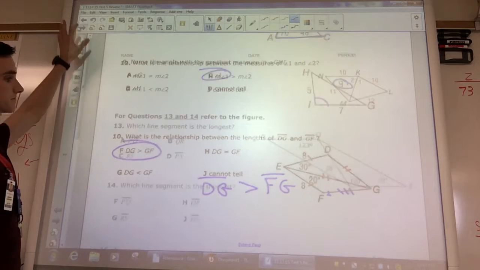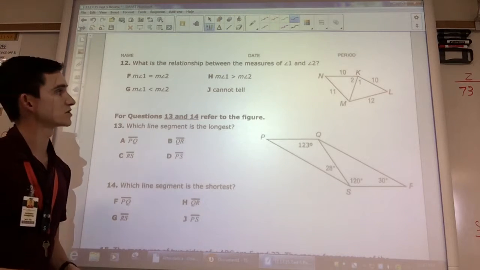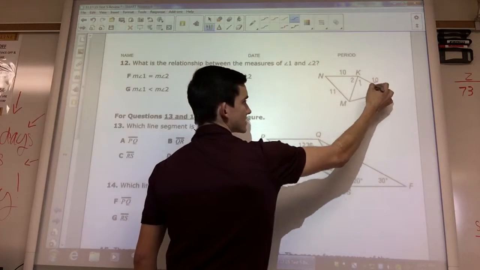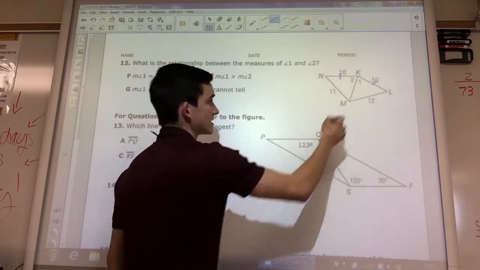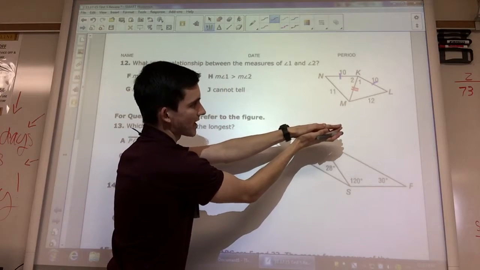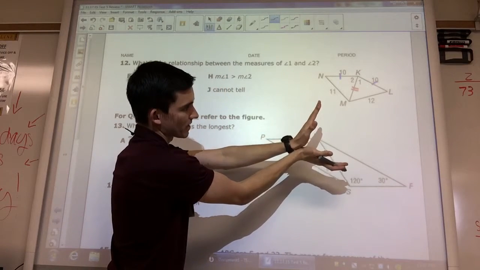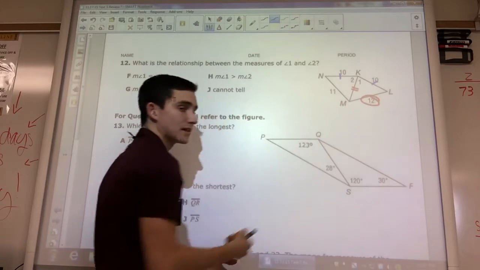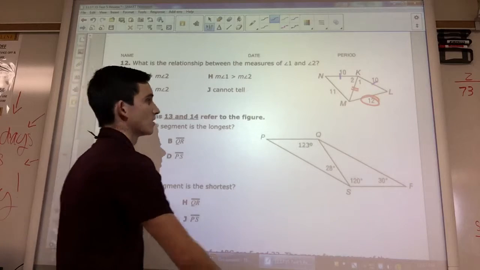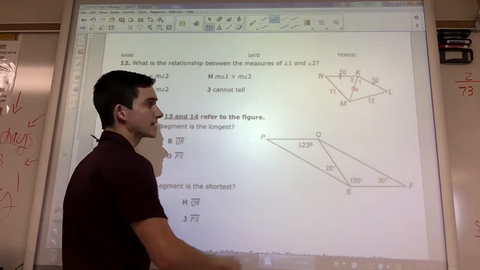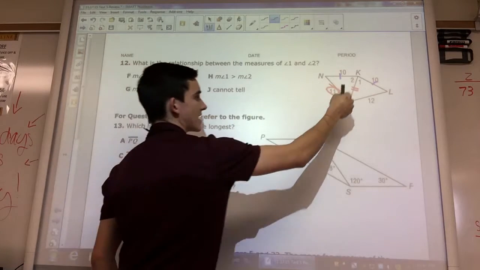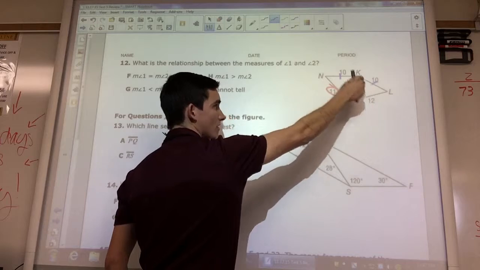All right, going on. Let's see, what is the relationship between the measures of angle 1 and angle 2? So it's the same idea. You see that this side is the same as that side, and you see that they share this side. So you have these angles that are opening these two sides up. Angle 1 is opening these two sides up. And when it opens it up, it creates a line that is 12 inches. Let's go with inches again, 12 inches long. When angle 2 opens the same two lines up, it creates a line or a side that is 11 inches long, okay? So that means angle 1 has to be opening up more than angle 2.